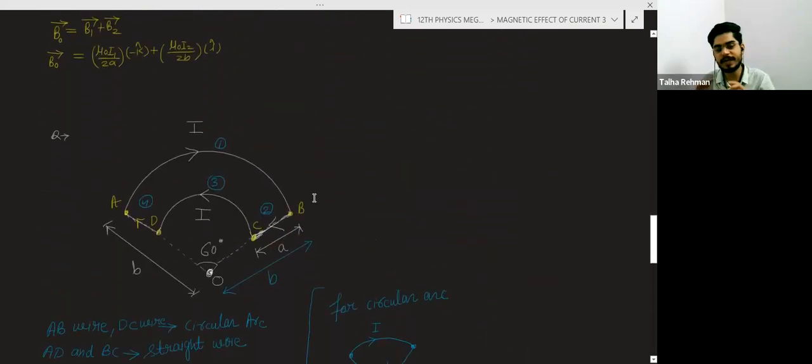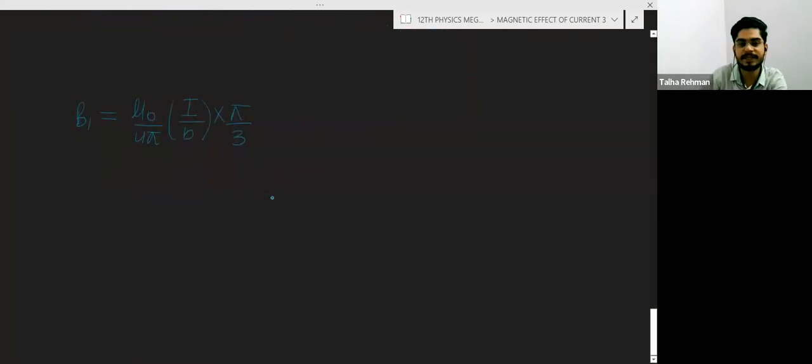Can you tell me the direction of the magnetic field at the center due to this wire 1? Just curl your fingers along the sense of current and you will get the direction of the magnetic field due to wire 1 along the negative z axis. Multiply it with k cap, and the pi and pi will cancel out. So this B1 vector will become mu naught I divided by 12B.